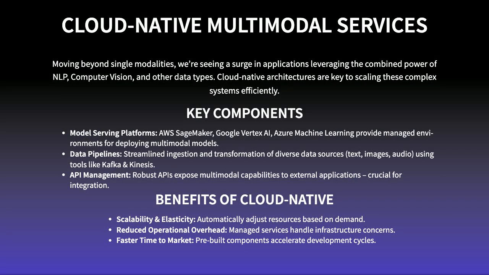Okay, so let's talk about how we're bringing these AI technologies into the cloud, specifically with cloud-native multimodal services. Think of it like this: instead of building and maintaining everything ourselves, we're using powerful platforms like AWS SageMaker or Google Vertex AI to handle the complex deployment of models that combine text, images, and more. These services provide managed environments that scale automatically as demand grows. And importantly, they streamline the flow of data, getting all those different types of information into our systems efficiently. Finally, robust API management allows us to easily expose these multimodal capabilities to other applications, speeding up development and making it simpler than ever to integrate AI into your projects.